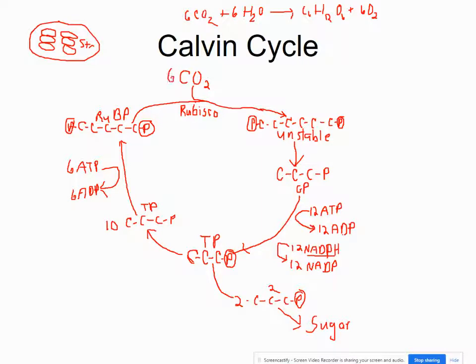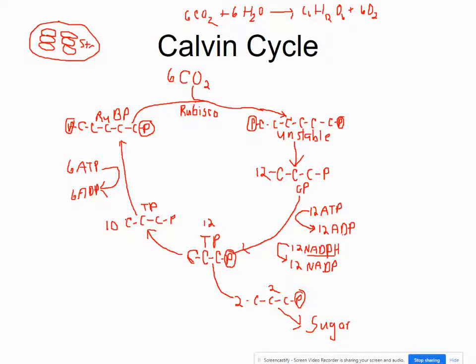So I'm going to put a 6 in front of the CO2, and so 6 CO2 goes into 6 of this unstable molecule, and then 12 GPs, because if we split 6 into 2, you get 12 GPs. That makes sense now that we would use 12 ATP, 12 NADPHs, and here we would have 12 TPs as well. So we take 2 of those TPs away, which is good because 2 adds up to 6, and we get sugar, and that leaves us with 10 triose phosphates over here.